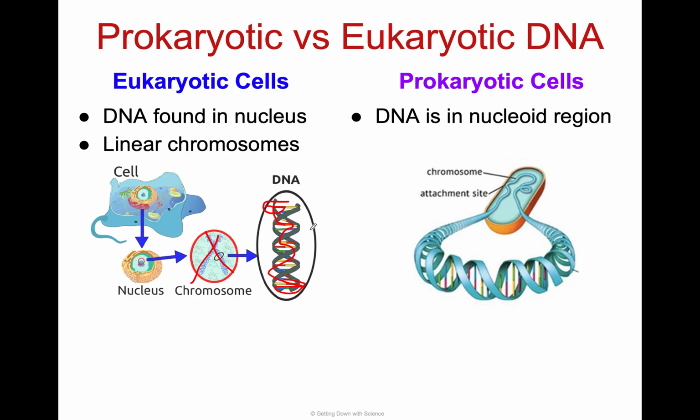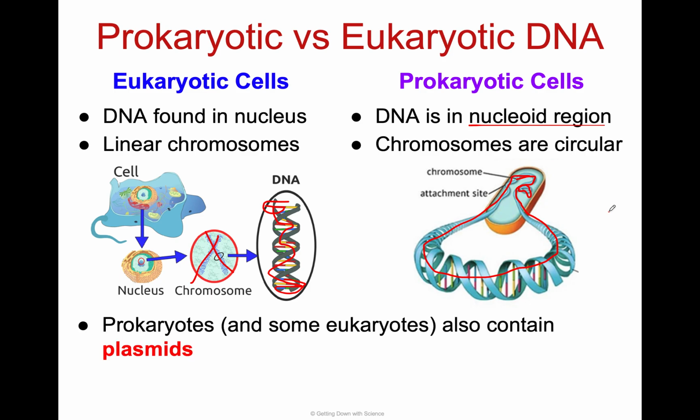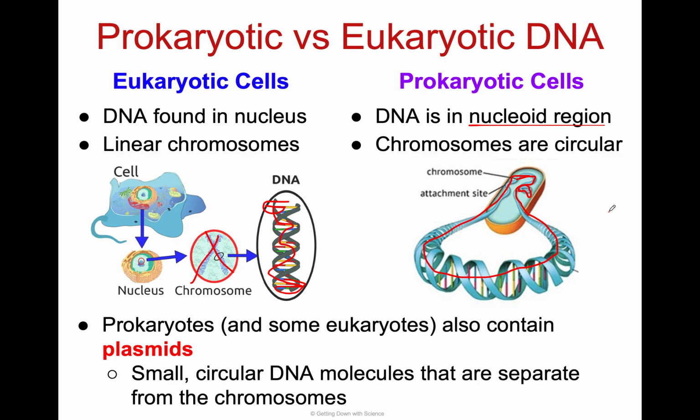In prokaryotic cells, as we know, they don't have membrane-bound organelles. So they're hanging out in what we call the nucleoid region. And the chromosomes are circular, right? So there's not really a start point and an end point. It's packed in a similar way, so it's condensed. And if we pull it apart, it's a circular sort of thing. In prokaryotes and some eukaryotes, they also contain plasmids. Plasmids are small little bits of DNA. They're circular, and they're separate from the chromosomes.